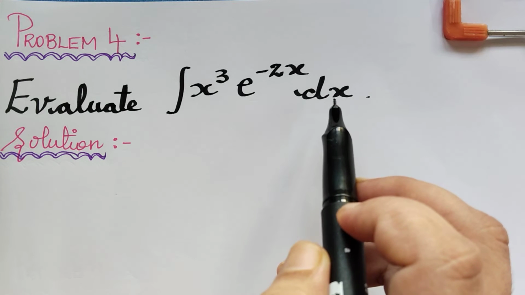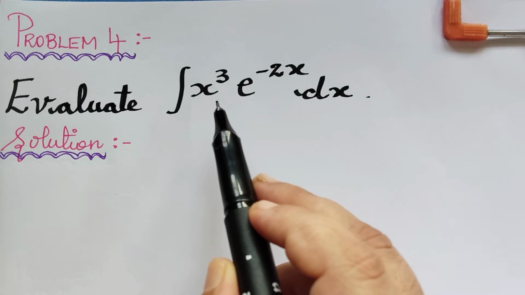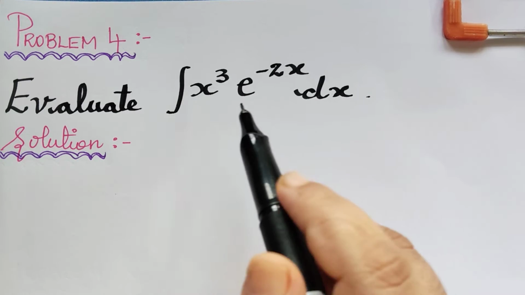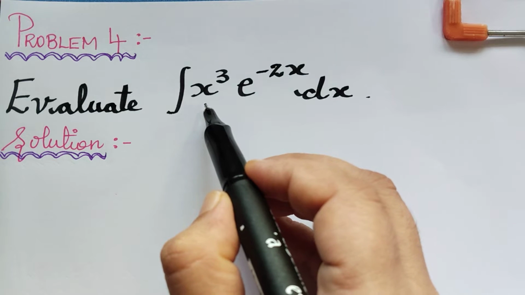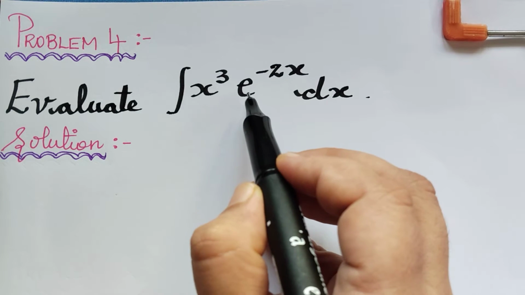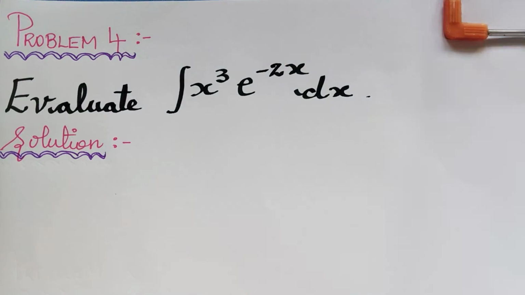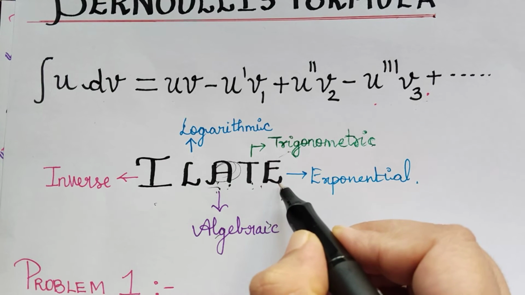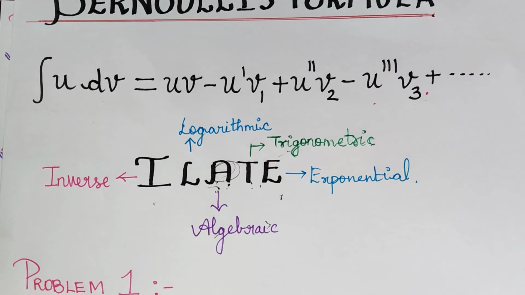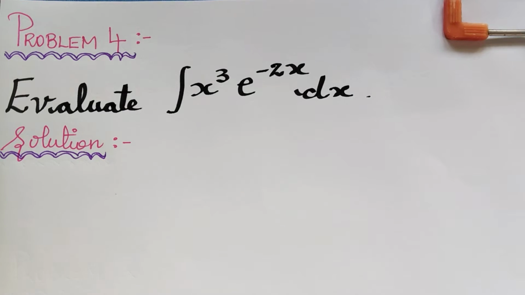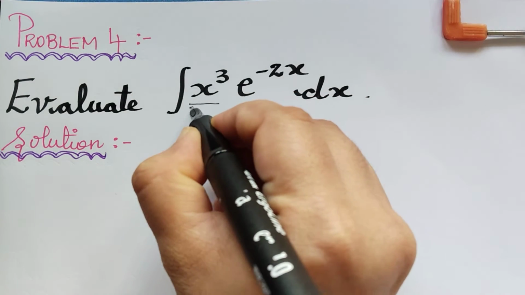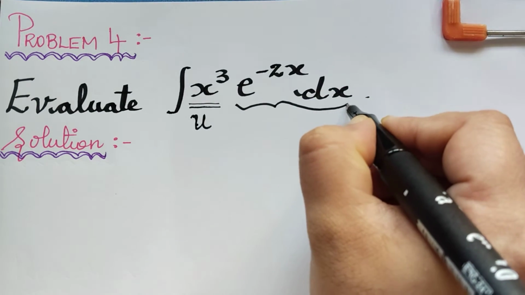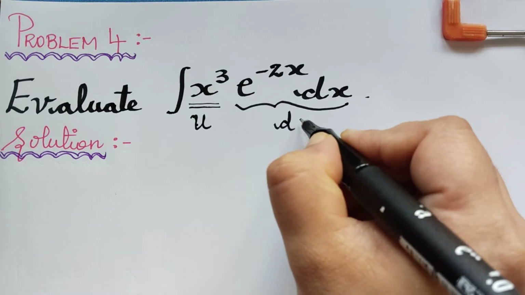Now in order to evaluate this integral by applying Bernoulli's formula, we need to analyze which function is u and what is dv. For that, we have to check what functions we have here. One of the functions is algebraic and the other one is exponential. As per the concept that we have learnt previously, algebraic comes first and exponential comes after that. So using this concept, we can say that u is x cube. This will be taken as u, and the remaining e to the power negative 2x dx will be treated as dv.